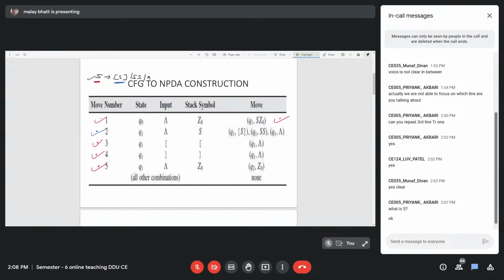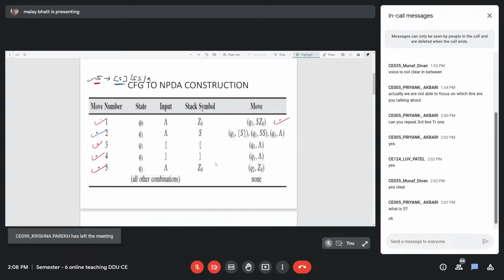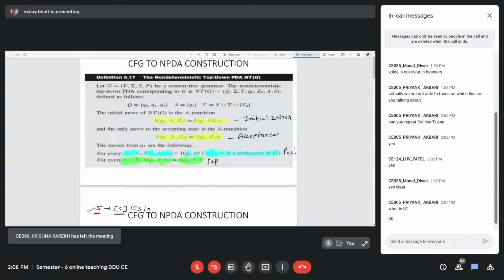Similarly, you can see the last rule. That is for acceptance, rule number 5. Q1 null Z0 gives Q2 Z0. So the first and fifth rules are fixed. The first is to push the starting symbol, the initial move on the stack, and the last rule is for the acceptance. The remaining rules depend on the grammar.